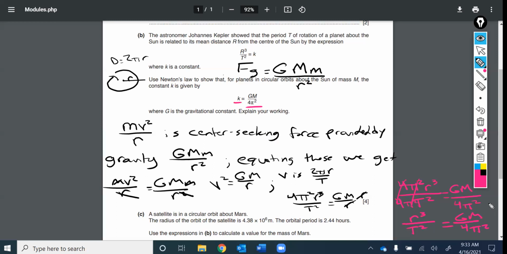Now let's put this physics to good use here. We've got a satellite in a circular orbit about Mars. The radius of the satellite's orbit is 4.38 times 10 to the 6 meters. The orbital period is 2.44 hours.